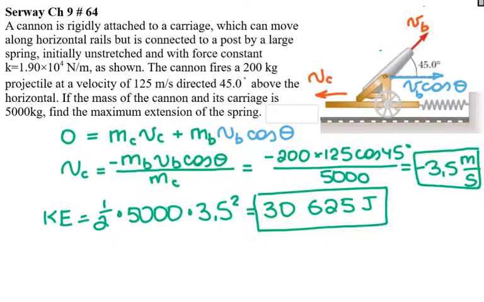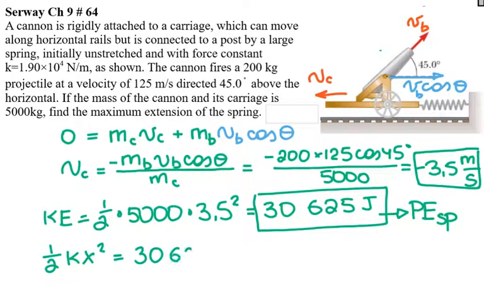But then eventually the cannon stops and it will stretch the spring. So all this energy is going to go into the potential energy of the spring, because after the cannon stops, all the energy is now stored in the spring. So I'm going to say that the energy of the spring, which is 1/2 k x squared, is equal to 30,625 joules.